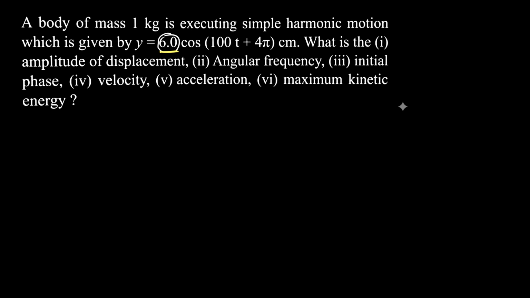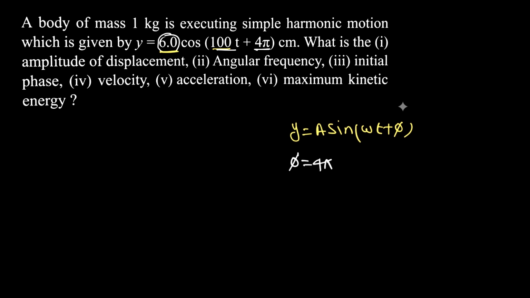What is angular frequency? Coefficient of t will be angular frequency. Means I am comparing with a sine (omega t plus phi). So first they ask for amplitude. So what is amplitude? 6. And what is angular frequency? 100. What is phi? What is phase difference? Initial phase means t is equal to 0. If I put t is equal to 0 in this equation, I will get initial phase. So initial phase is 4 pi. So phi is equal to 4 pi.